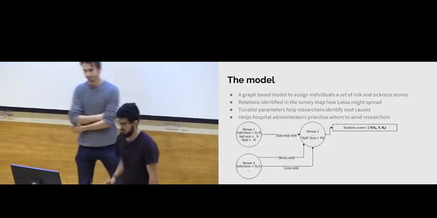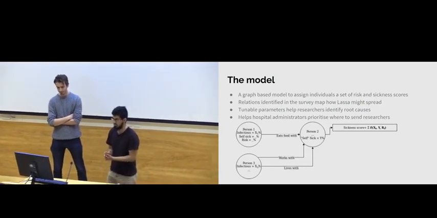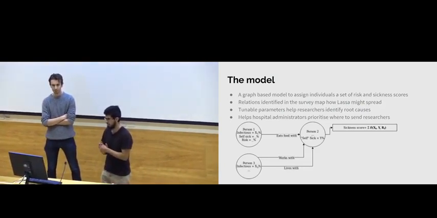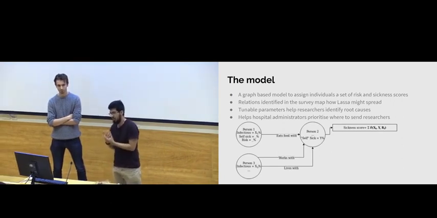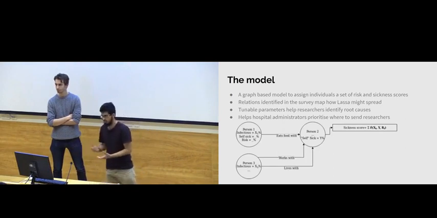So sitting between the app and the dashboard, which we'll see later, is a graph-based model that we use to try and predict a set of risk and sickness scores based off all the data we collected in the survey, and also the relations that we have, such as who do you live with, who do you work with, who do you eat food with. Because Lassa isn't really well understood. We don't know how it transmits. We don't know how you're likely to get it, and other factors like that.